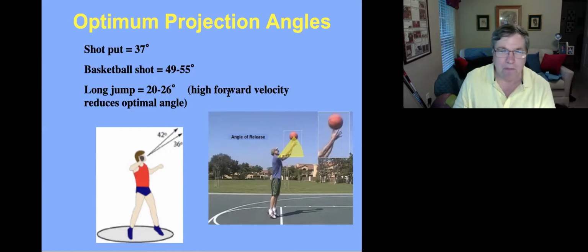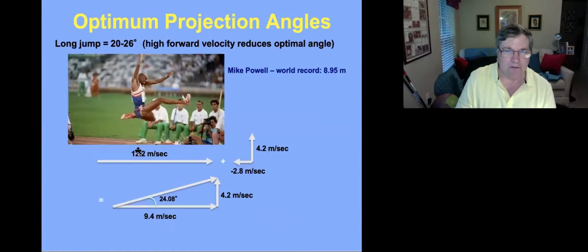That's kind of optimal. For a long jumper, because you have a high forward speed, the projection angle is actually fairly flat. So this is the current world record holder in the long jump, Mike Powell, who set it in 1991. So I think this is the second longest world record in track. He set it at 8.95 meters. So it's, I think, 29 feet, about 4 inches.